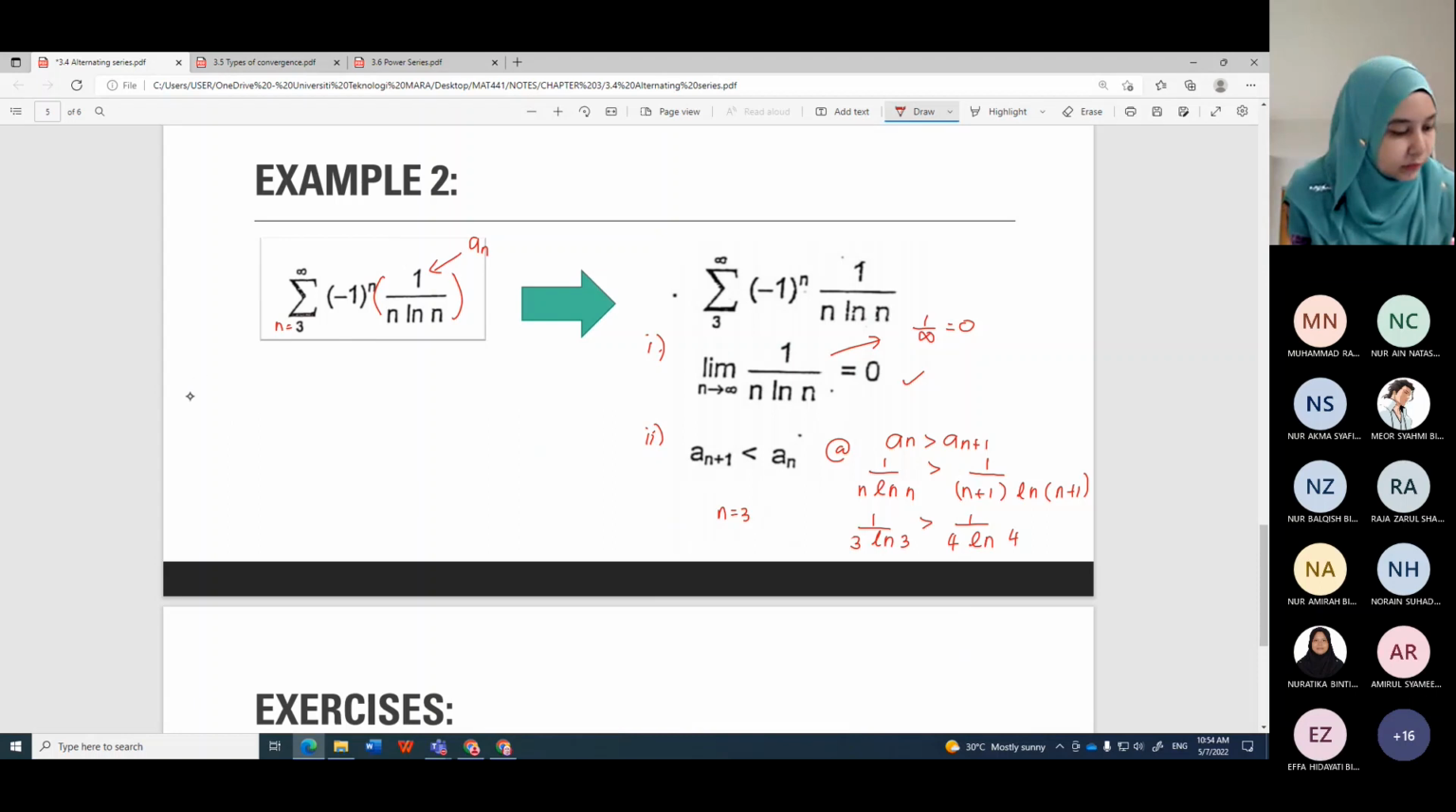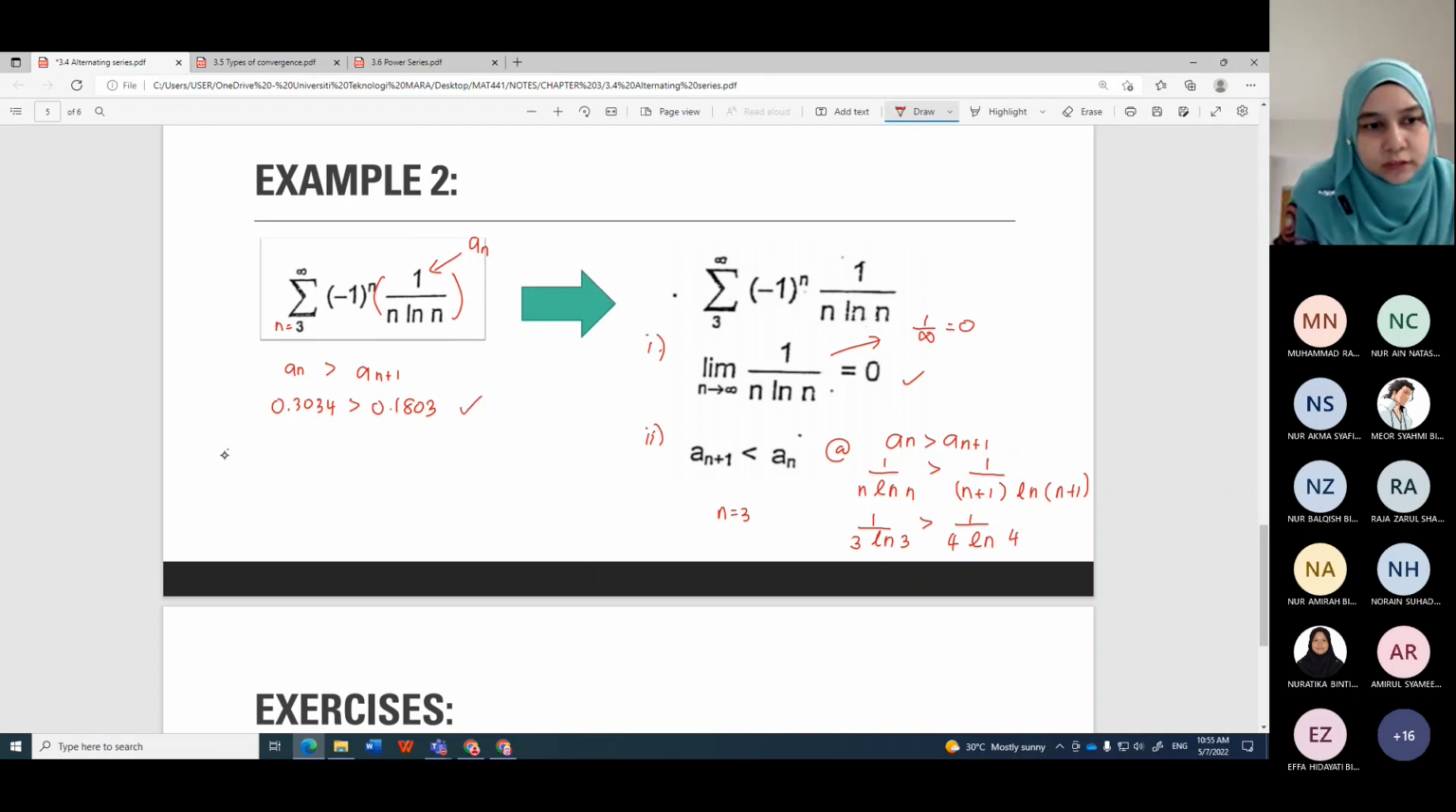Okay, boleh tekan calculator lah. Kita check. So, kita dapat untuk left hand side 0.3034, okay, is greater than 0.1803, greater than an plus 1. Okay, so the second condition satisfied.